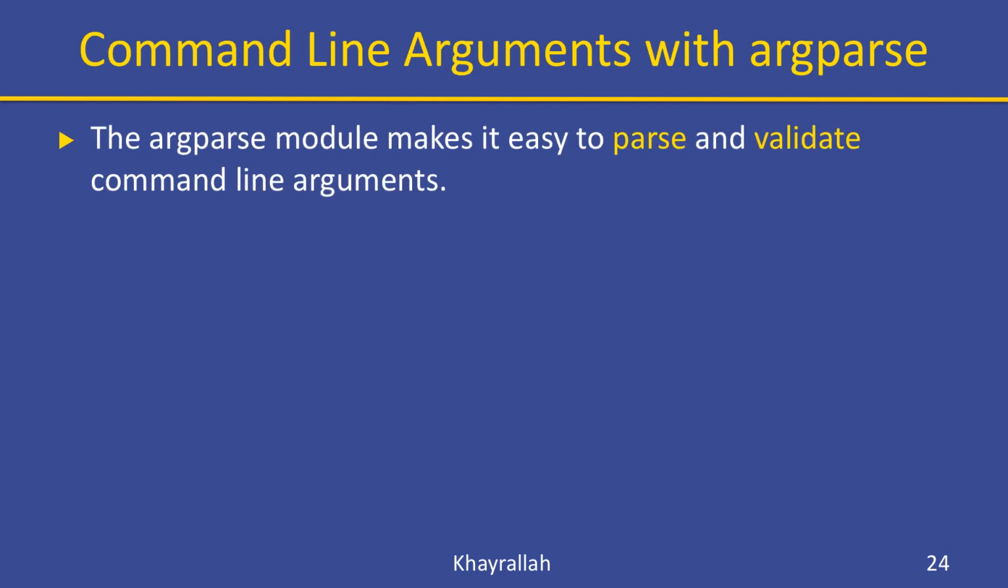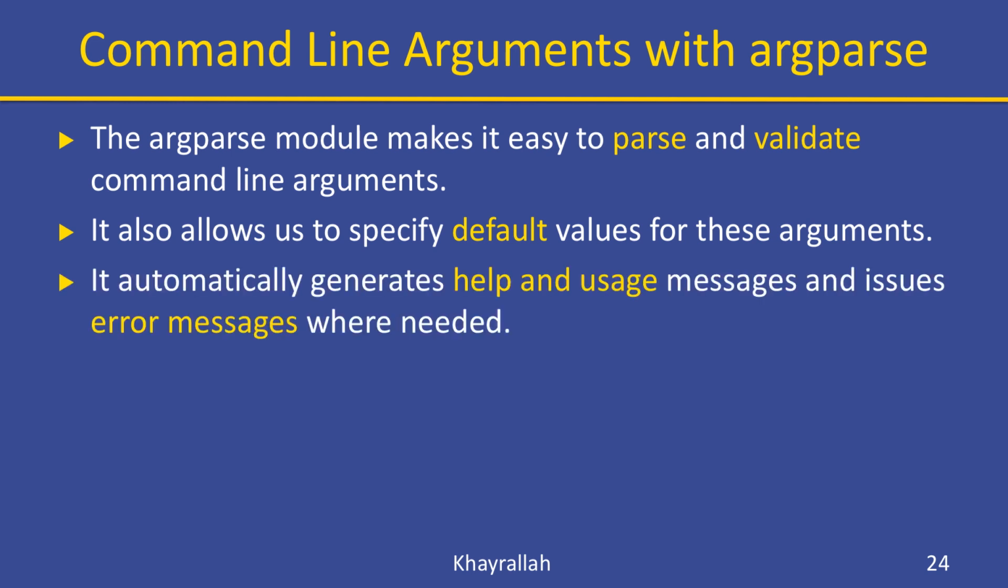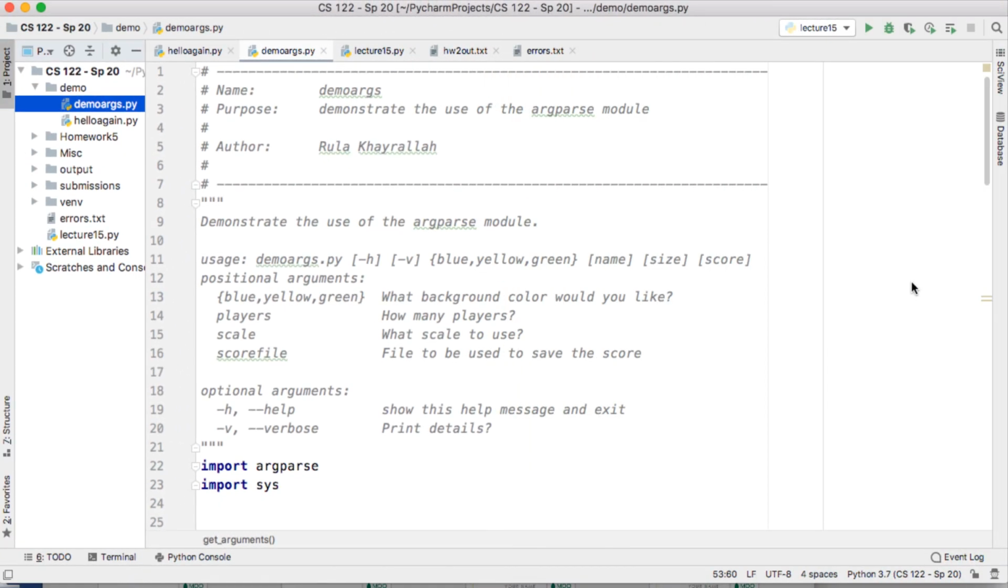The argparse module makes it really easy to parse and validate the command line arguments. It allows us to specify default values for these arguments. It automatically generates help and usage messages and issues error messages where needed. Let's go to PyCharm to demonstrate argparse.